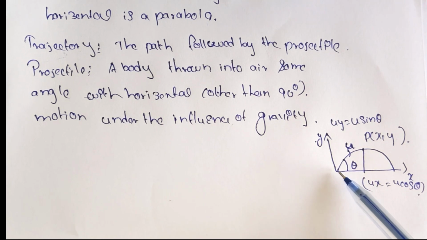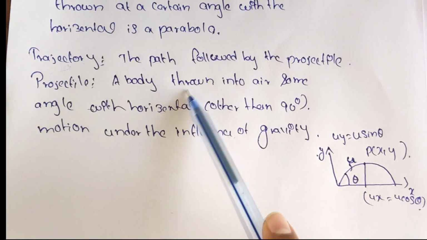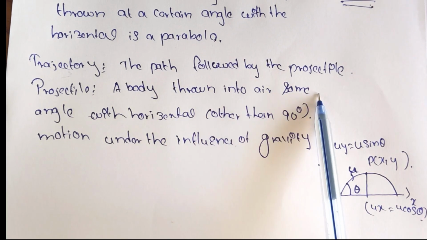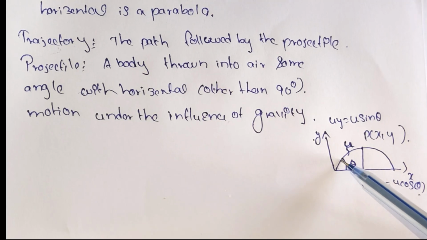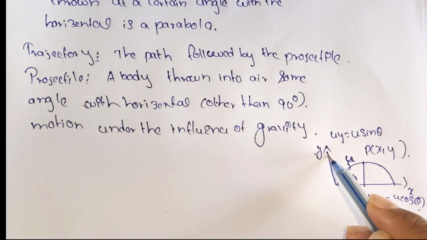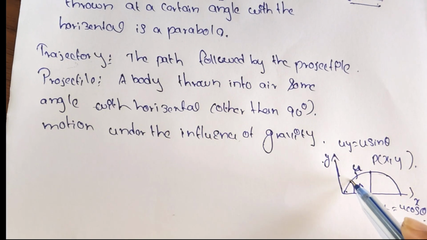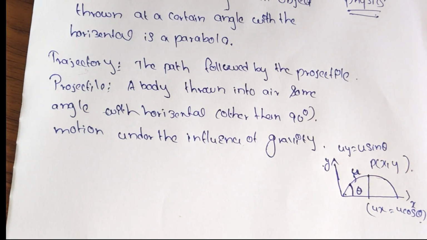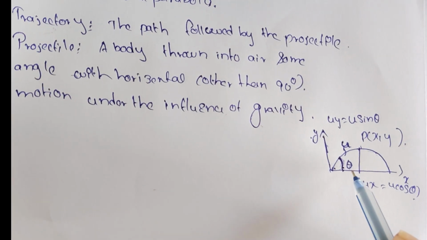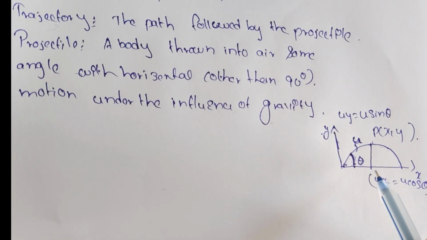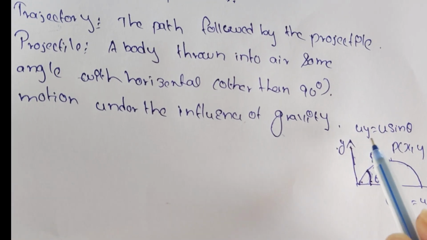So let us say this is a body. This is a body thrown, that means the body thrown into air at some angle with the horizontal direction. So this is the horizontal direction and this is the vertical direction. What is the angle here? Theta be the angle. So theta is the angle created by the body.